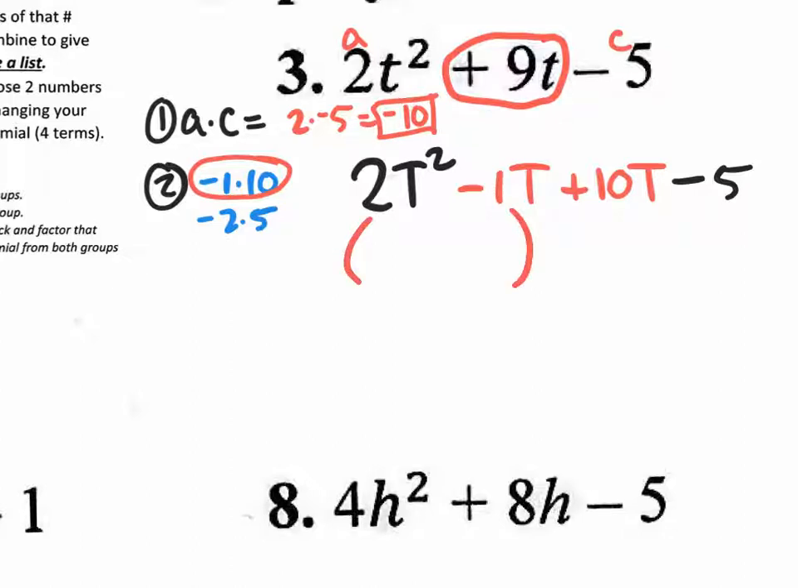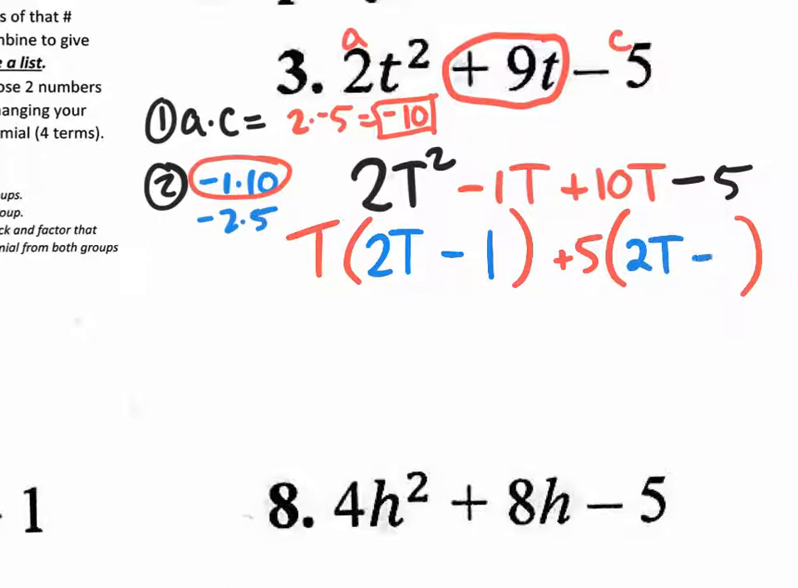In the first group, what could I pull out? Anybody? T, thank you. What would be left on the inside? 2t minus 1. That's right. In the second group, what could I pull out? 5, okay? And that's a positive 5 that we're pulling out. And what would be left on the inside? 2t minus 1 as well, okay?